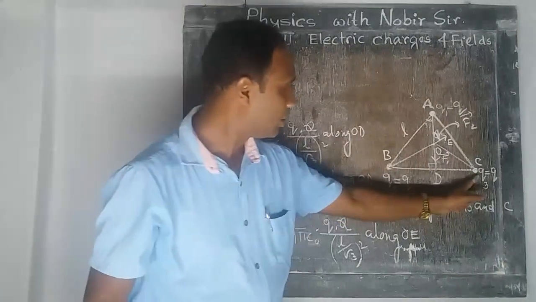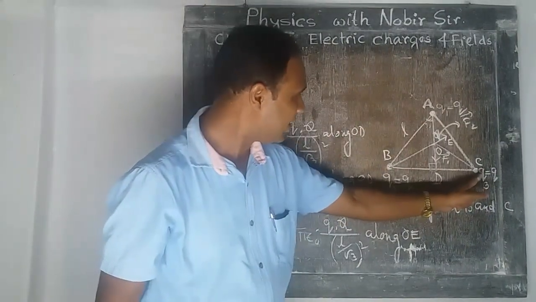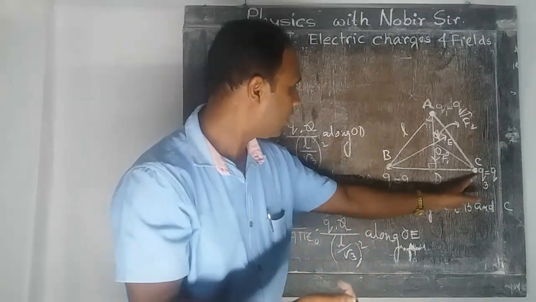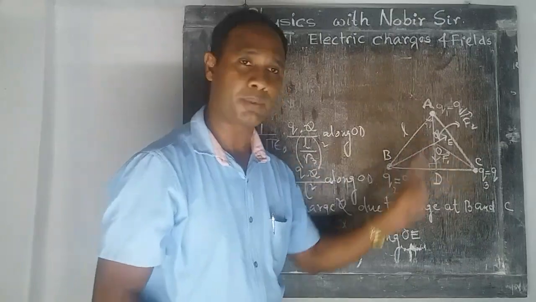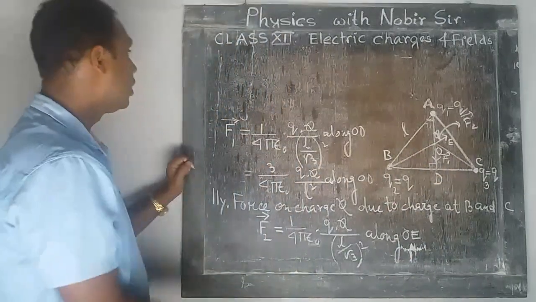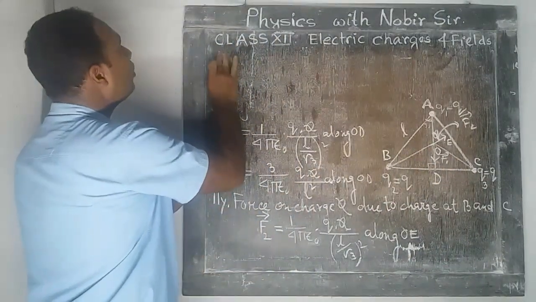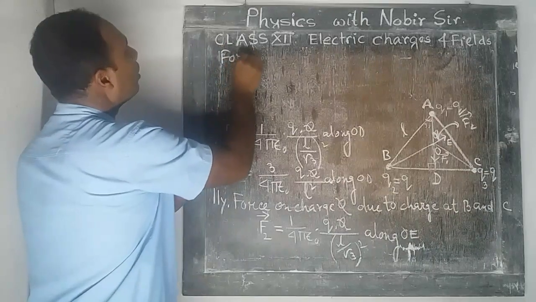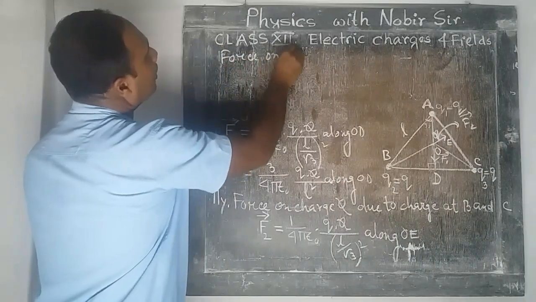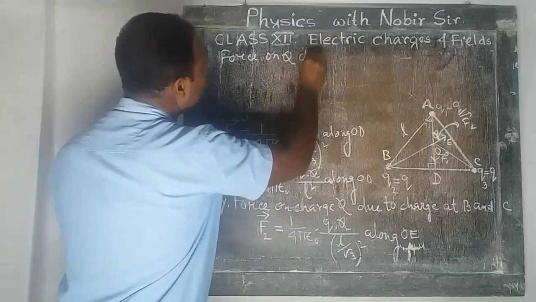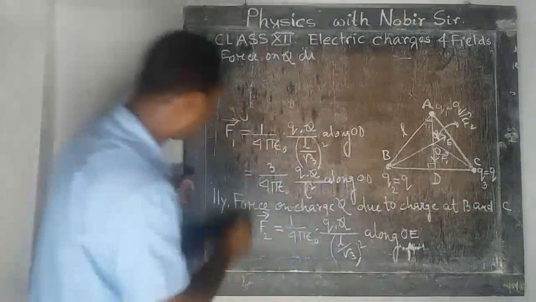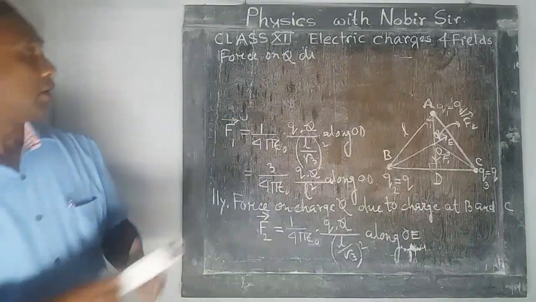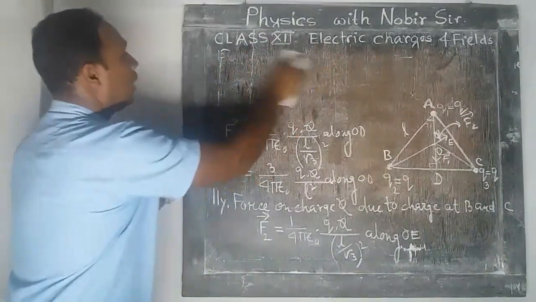Another charge is there, the charge at C. This charge will also apply a force on the charge Q. So what will be the force? We have to find it out from Coulomb's law. Now the force on capital Q due to the charges at B and C, let us write it down.